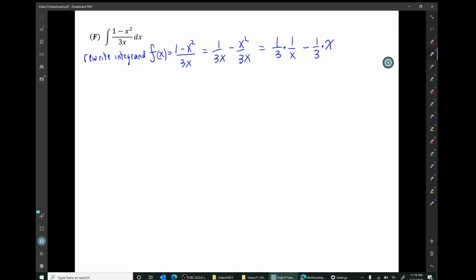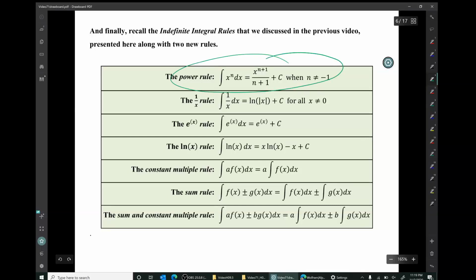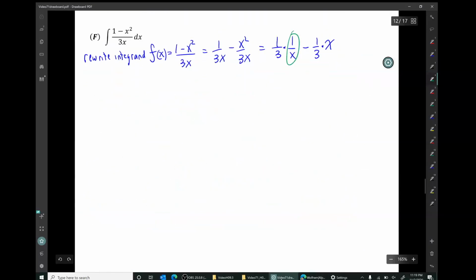Now, notice that I did not go all the way and write this in power function form. This term, 1 over x, if written as a power function, would be x to the minus 1. Well, remember that the power rule for integrals does not apply to the case where the power function has an exponent of minus 1. If I want to integrate 1 over x, I need to use the 1 over x rule. So I want to leave my function as 1 over x. So this form, I don't want to simplify or rewrite any further. Now I'm ready to integrate.